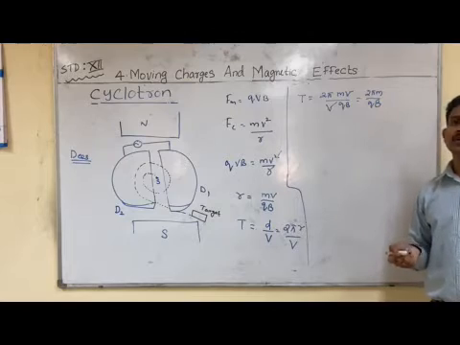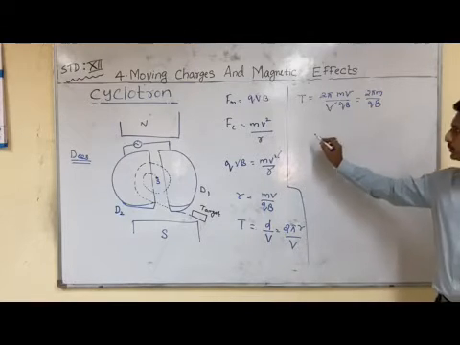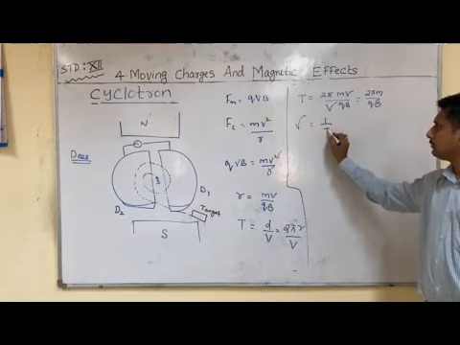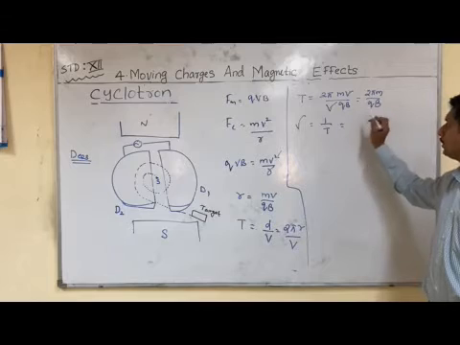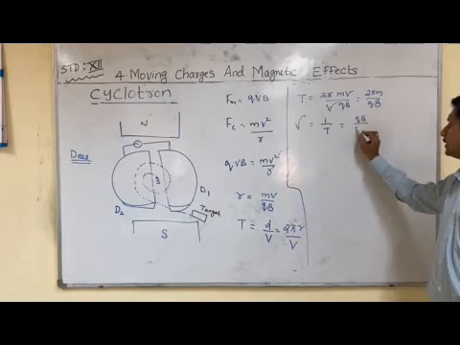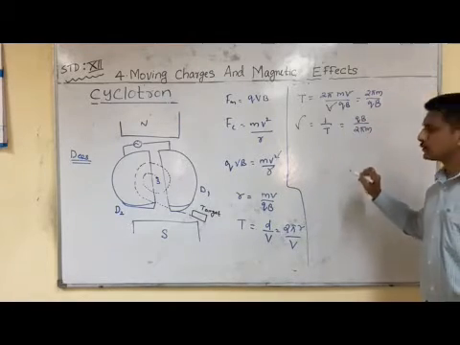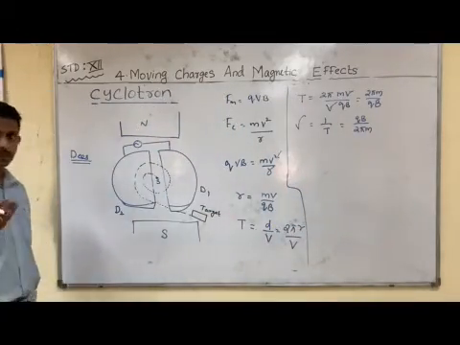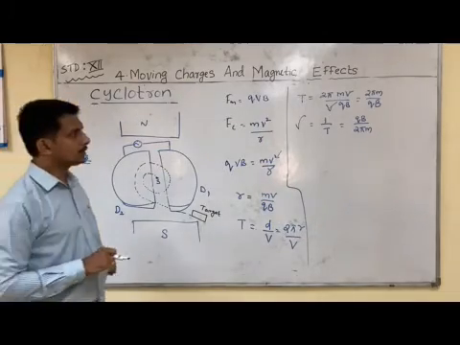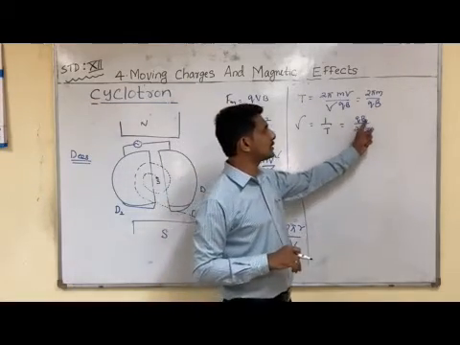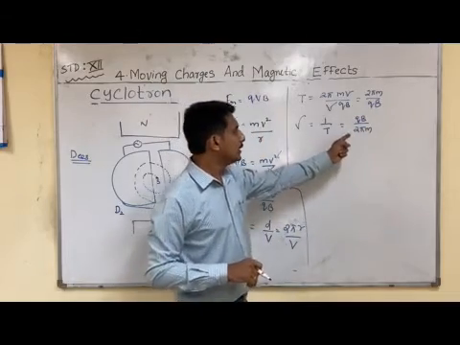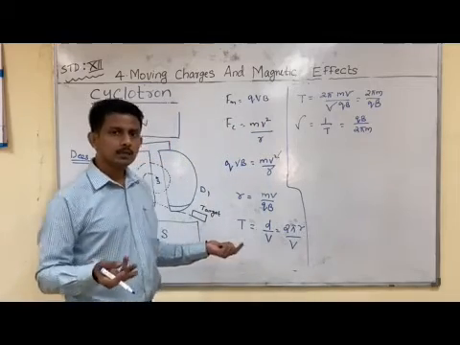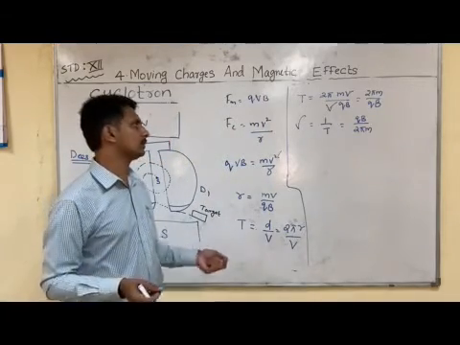If we know the time period, we can calculate the frequency of this cyclotron. The cyclotron frequency is given by nu is equal to 1 by T, that means the reciprocal of the time period. That means it is qB divided by 2 pi m. This is known as the cyclotron frequency. You can see that it remains constant. q is the charge, B is the magnetic field, and m is the mass of the moving charged particle. That means the cyclotron frequency remains constant.